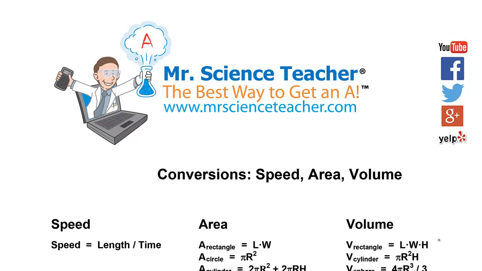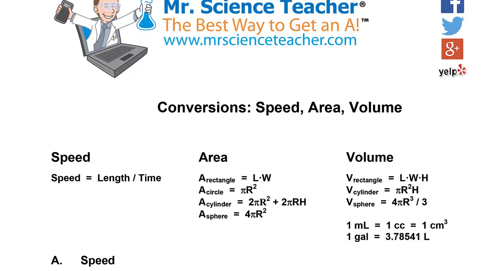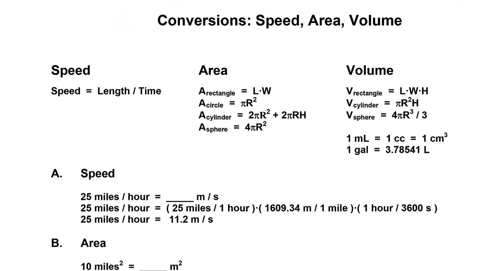Today's topic is conversions. We're going to look at speed, area, and volume. So a speed is a length per unit time, so a distance per unit time. If you travel at 60 miles an hour, 60 miles in an hour, how far will you go in a certain length of time? In other words, length is the x and the time is in seconds. So a distance per unit time is a speed.